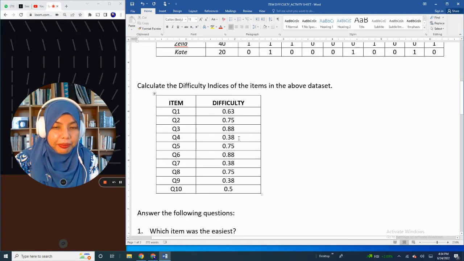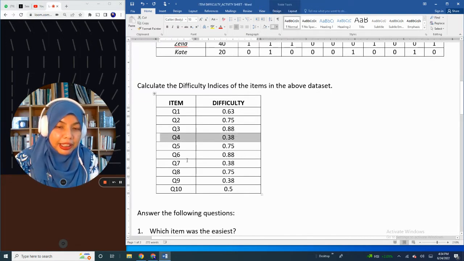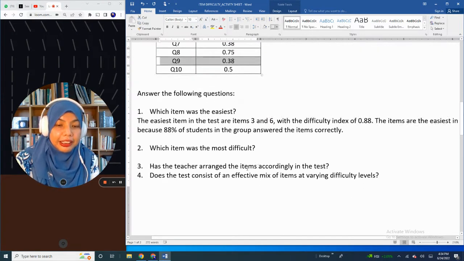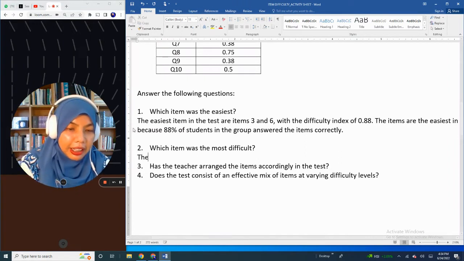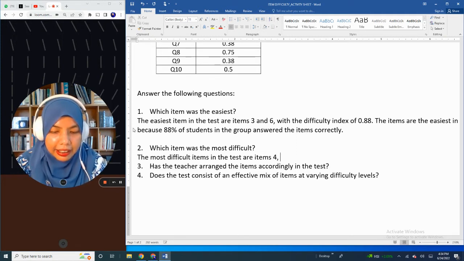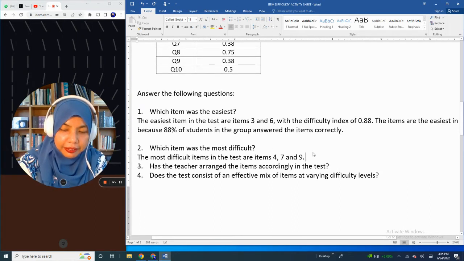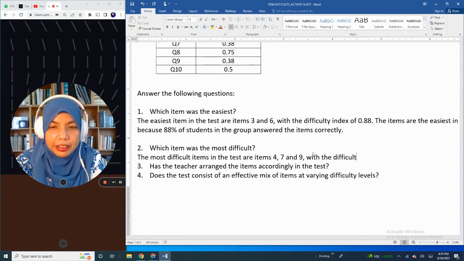Okay. So the lowest index in this table is 0.38, and there are three items with the same index: item 4, item 7, and item 9. Okay, so let's answer this question. The most difficult items in the test are items 4, 7, and 9, if I'm not mistaken. Let me double check. 4, 7, and 9, correct. With the difficulty index of 0.38.